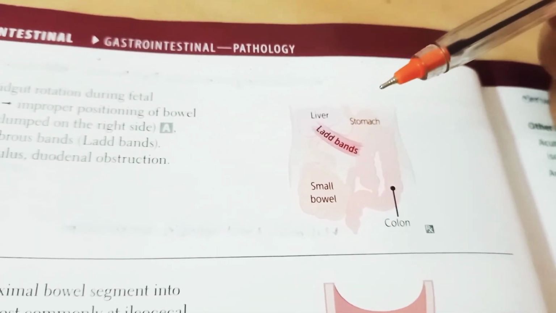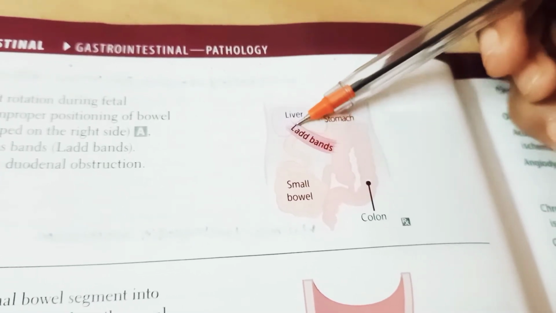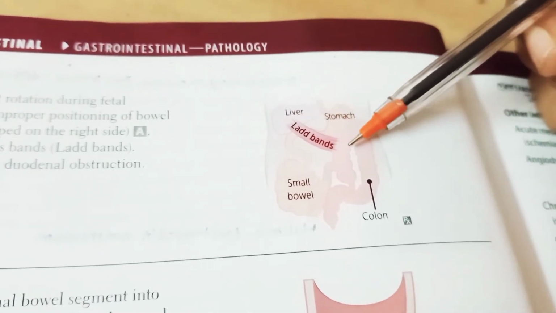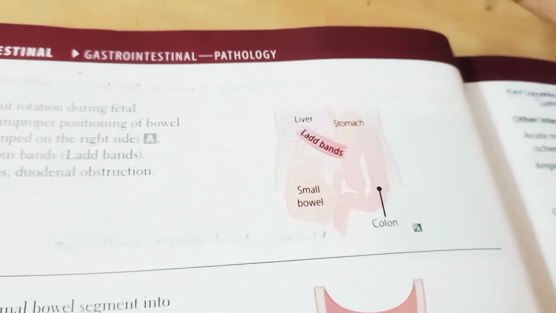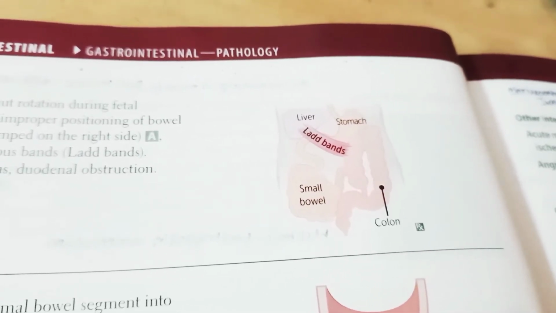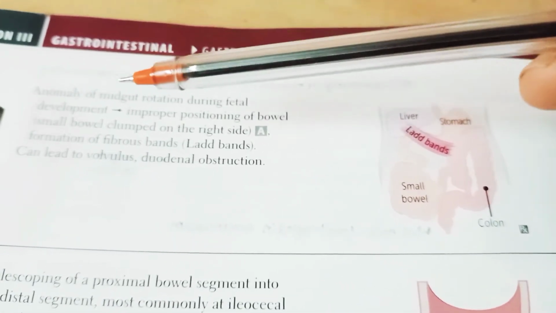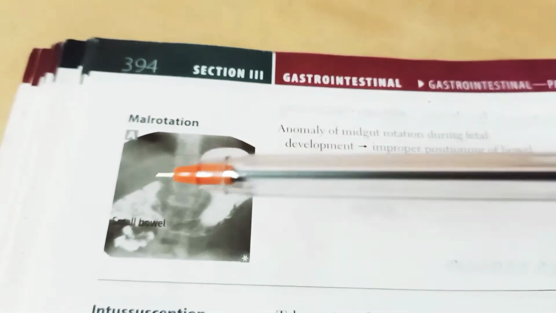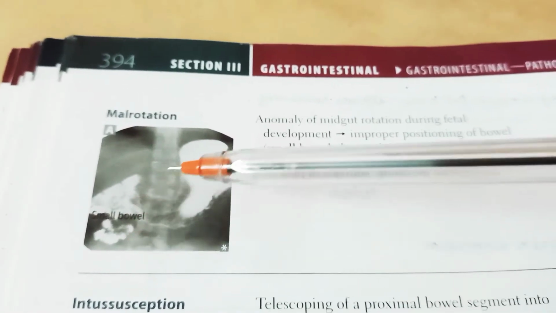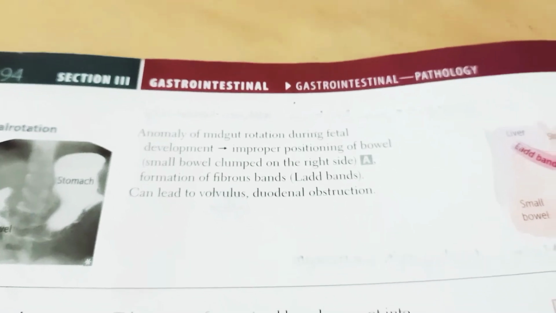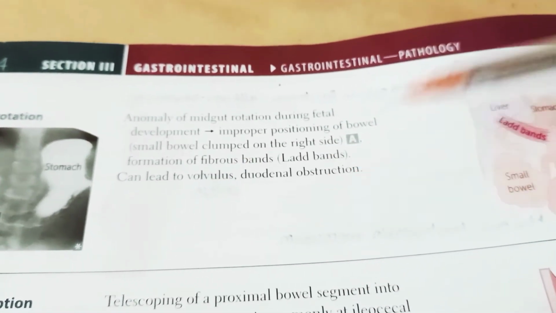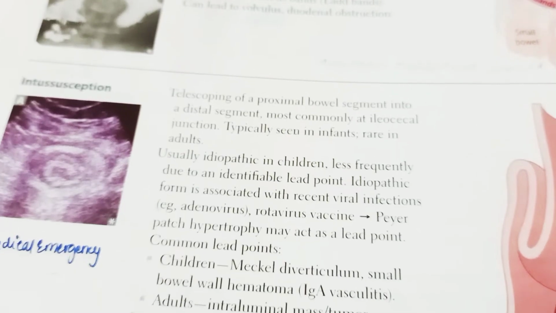This is because of malrotation, and you can see there's formation of bands between the colon and liver, right? So this is all abnormality because of anomaly of midgut rotation during fetal development, and that is leading to improper positioning of bowel. Okay, the same thing you can see in the X-ray. This is small bowel, this is stomach. Next, and one more thing, this malrotation may further lead to volvulus and also duodenal obstruction.